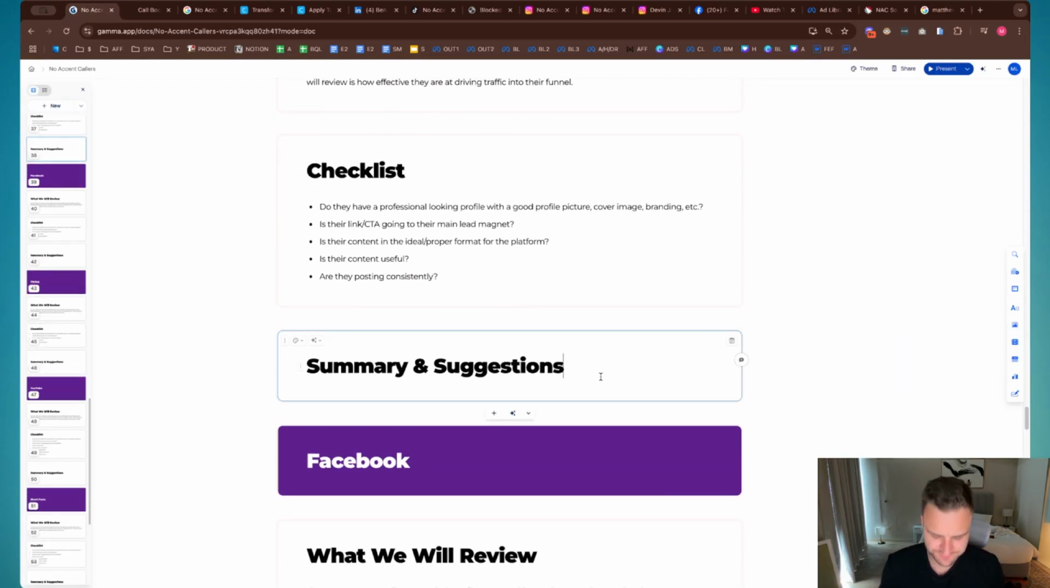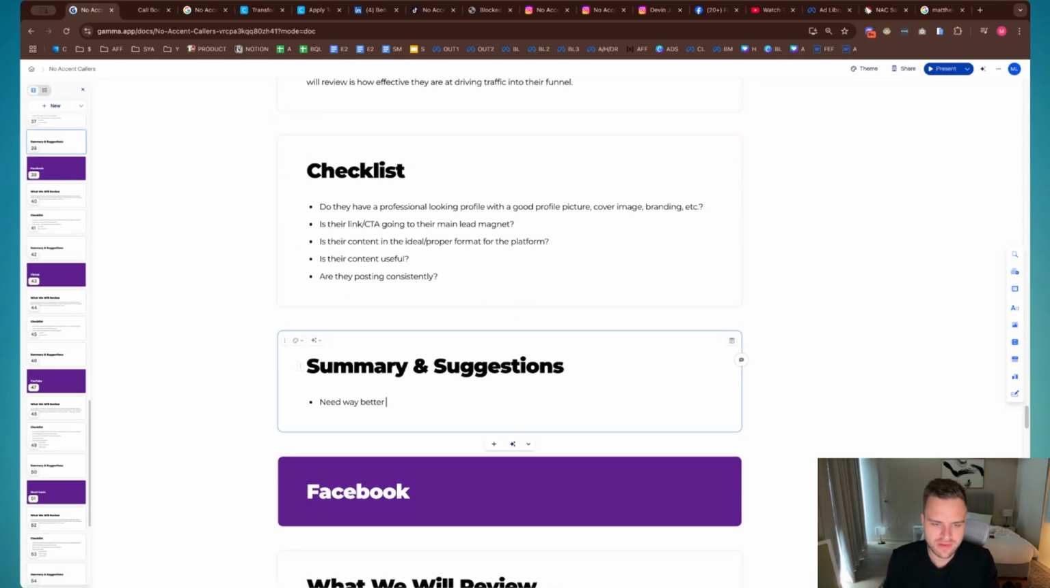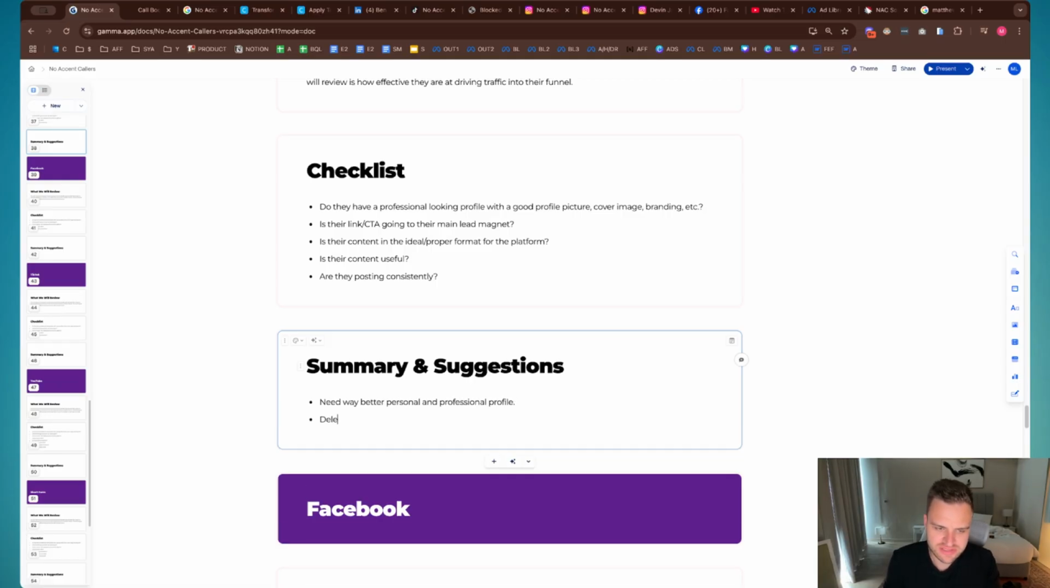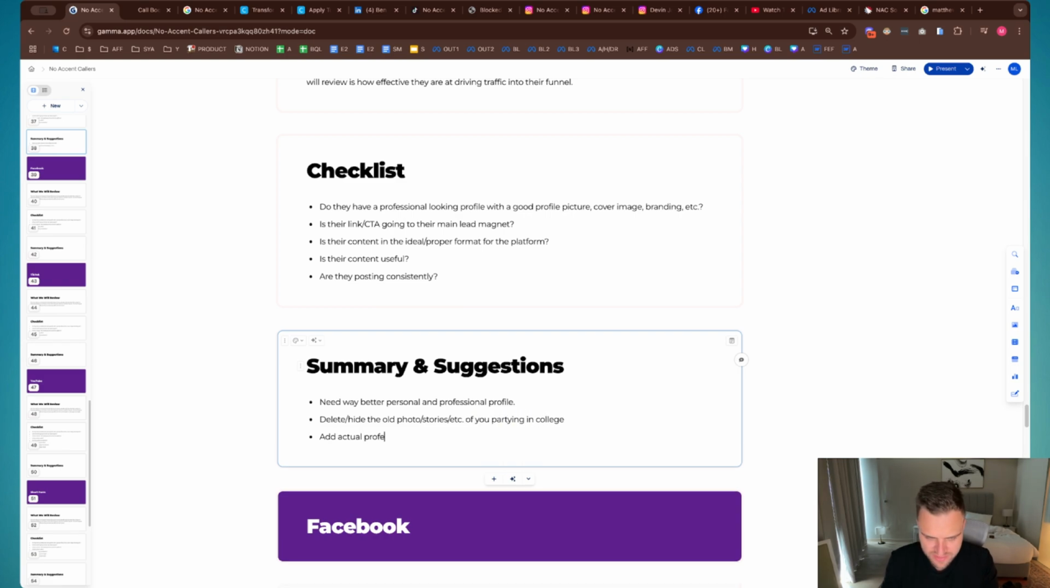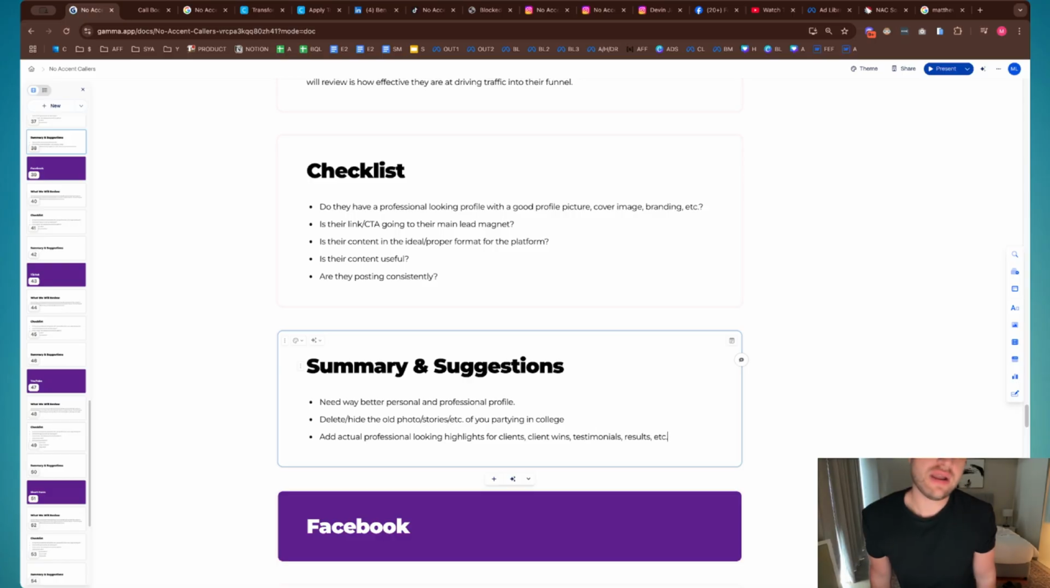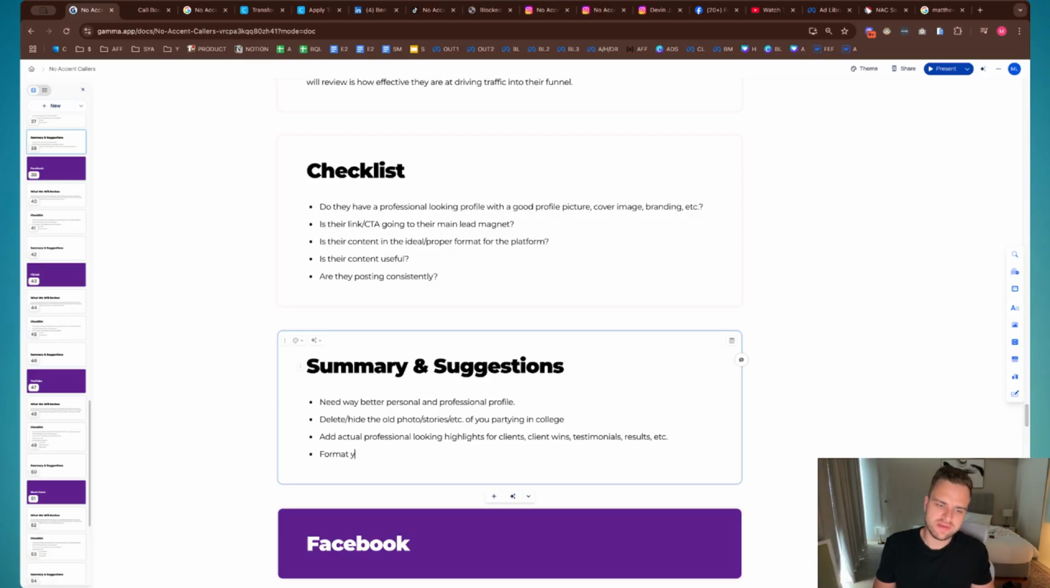So Instagram needs a way better personal and professional profile. Delete or hide the old photos, stories, etc. of you partying in college. That would be good. Add actual professional looking highlights for clients: client wins, testimonials, results, etc. And then format your bio better so it is easier to read.